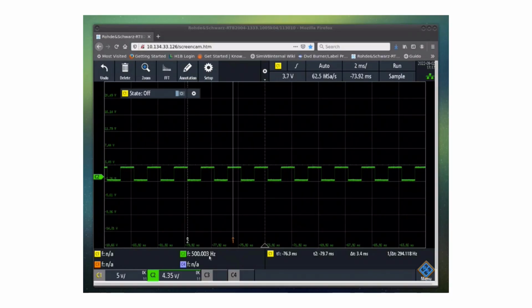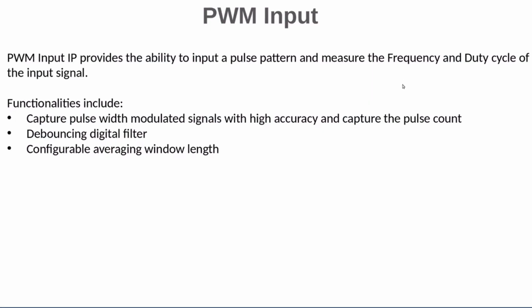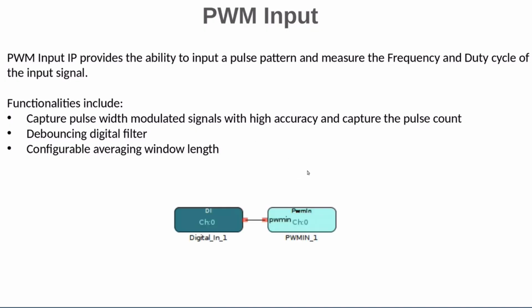In this video, we'll briefly talk about PWM input IP module. The PWM input IP provides the ability to input a pulse pattern and measure the frequency and duty cycle of the input signal. Its functionalities include the following. It can capture pulse width modulated signals with high accuracy and capture the pulse counts. It's a debouncing digital filter. And the averaging window can be programmed via software.